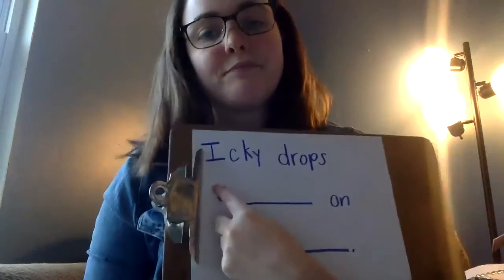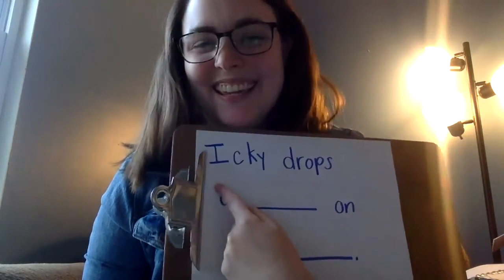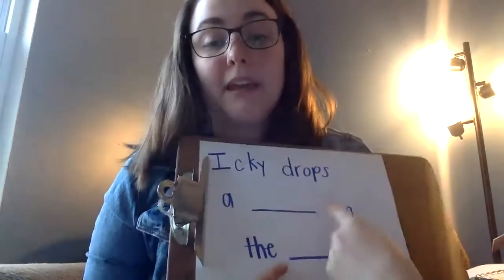Now we have two more left. So we have the bug and we have the rug. So our next super kid who we are going to use in our sentence, what's that say? Good, Icky. Icky drops a blank on the blank.